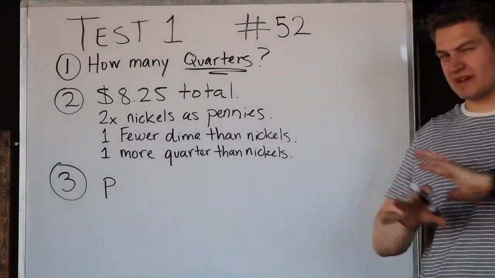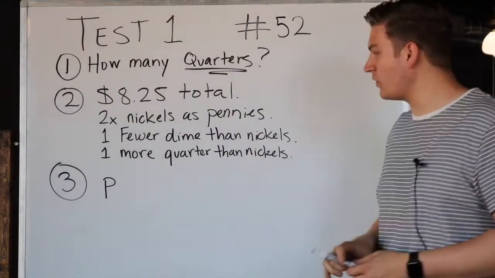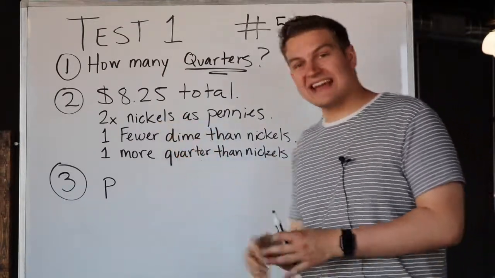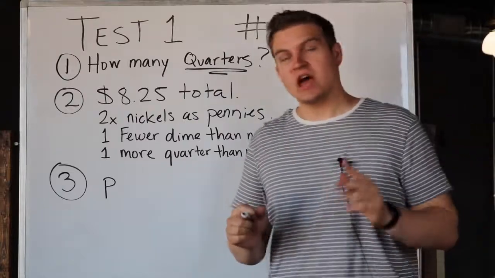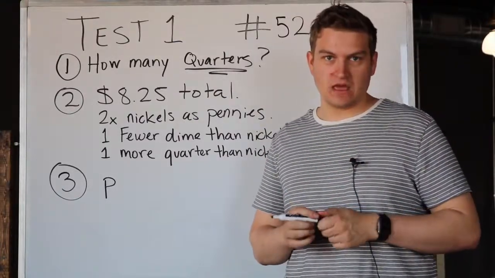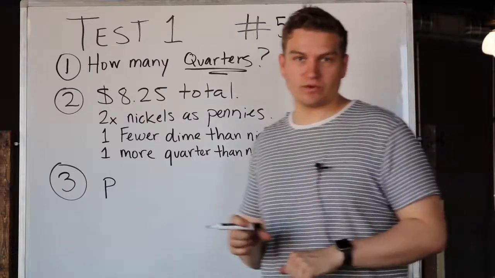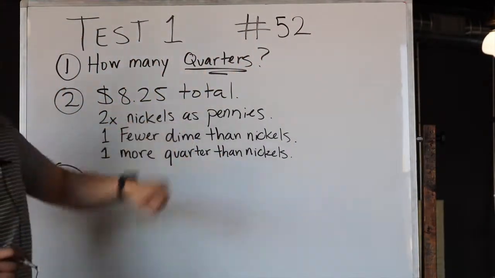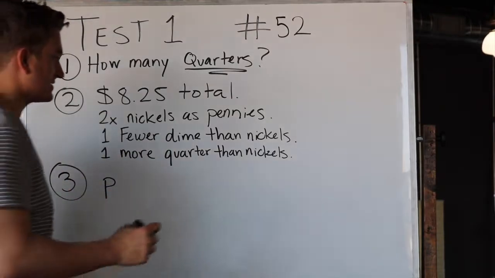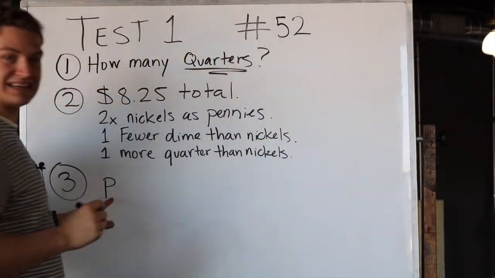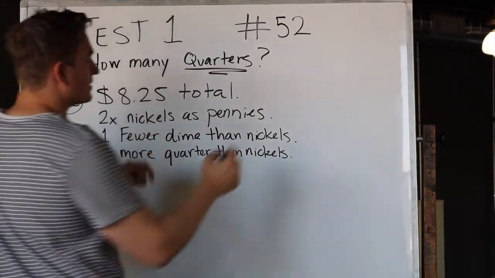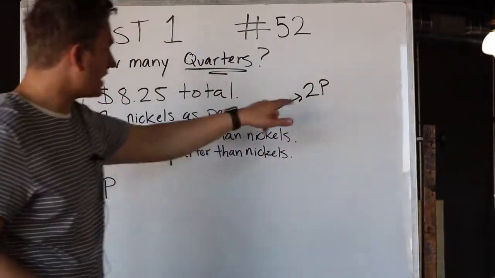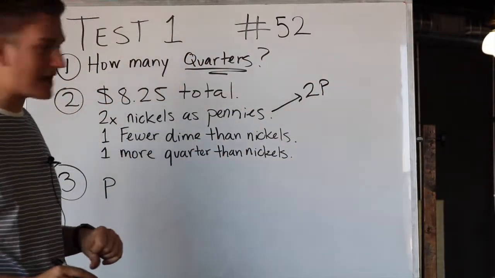And what's kind of cool that you might not notice about this problem at first is that we can actually express the number of nickels, the number of dimes, and the number of quarters in terms of the number of pennies, which is pretty neat. Let me show you what I mean, okay? Let's start here. It says that there are 2 times as many nickels as there are pennies, meaning that if P is the number of pennies that we have, then the number of nickels is going to be 2P, because there's twice as many nickels as there are pennies, right?